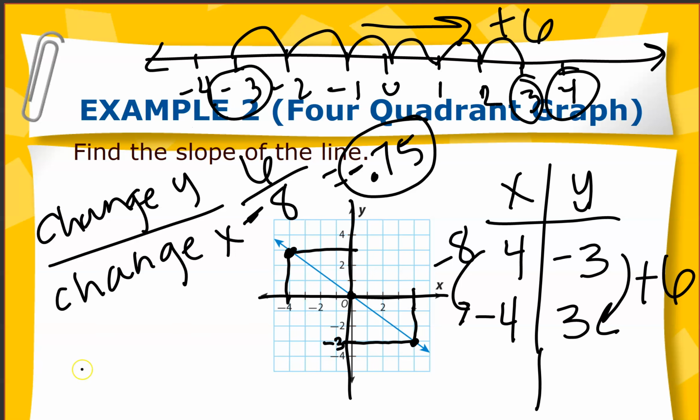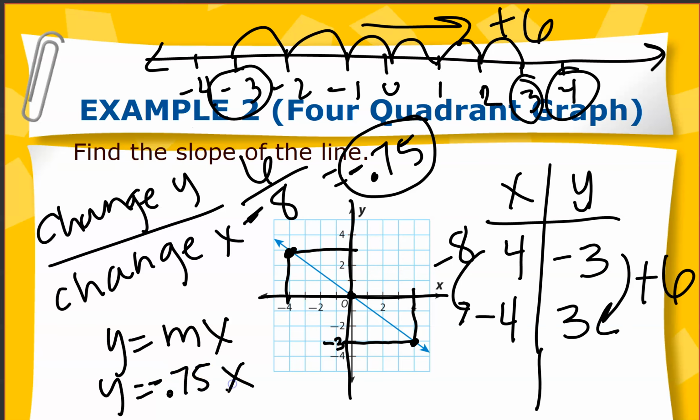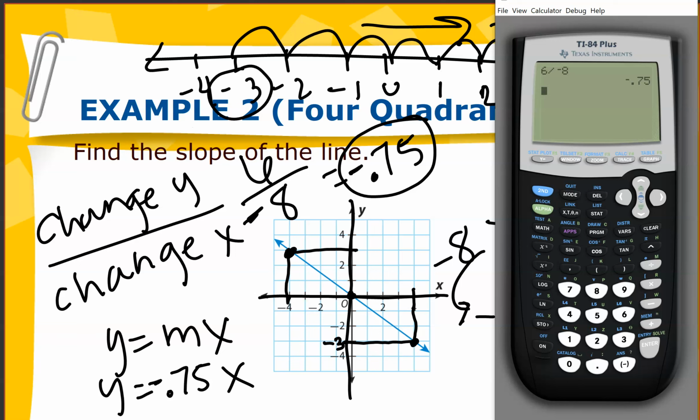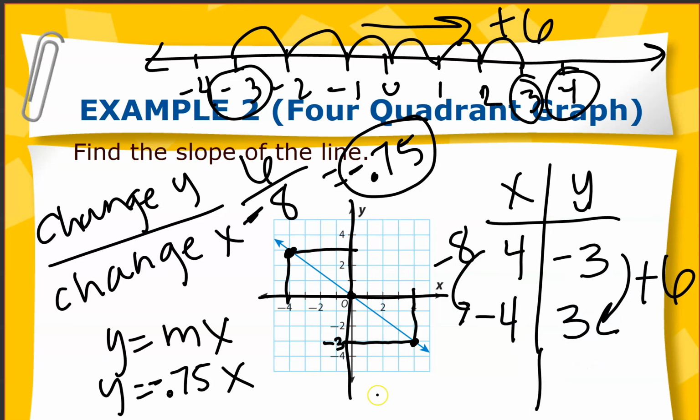So to write the equation, again, y equals mx. So y equals negative 0.75x. Now, again, remember that your multiple choice might be in fraction form. So what you want to do is convert that into a fraction. Negative 0.75, math, enter, enter. We got negative 3/4. So it is the same thing as negative 3/4. Either one, depending on what you have on your multiple choice answers.